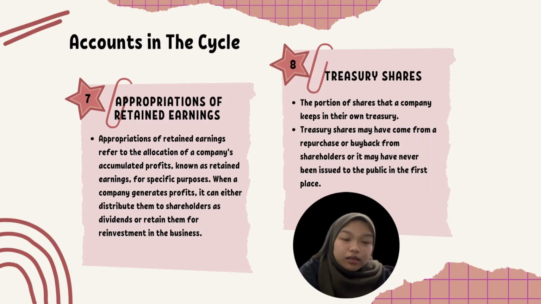Appropriated retained earnings are any retained earnings that are specifically not to be used for dividend payments. It is like setting money aside for something special. So when a company generates profits, it can either distribute them to the owners or shareholders as dividends, or retain them for reinvestment in the business. It is a way for the company to be transparent about how it plans to use its money in the future.